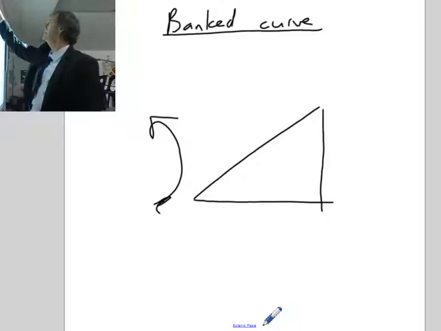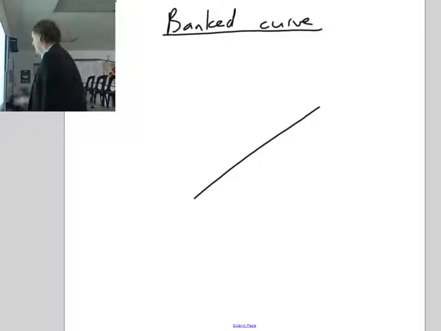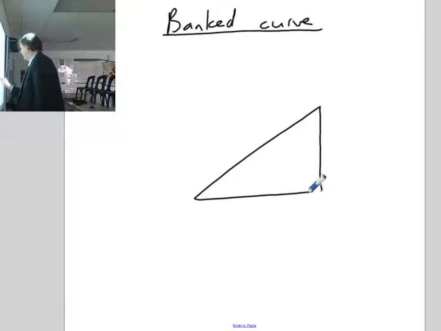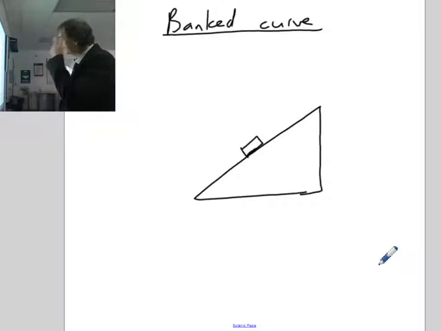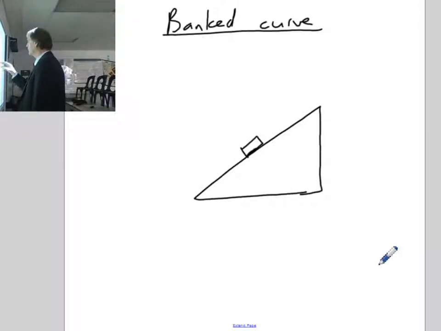When you're doing that one, I'm just going to draw a little box there for the car, to make it a bit easier. There are still two forces acting on this car that we're going to worry about at the moment. I'm not going to worry about the drag force or the engine force. We're just going to worry about the force of gravity on this. So we've got a gravitational force which is going to act down, so we'll draw it like that.